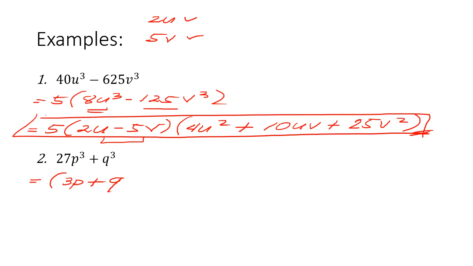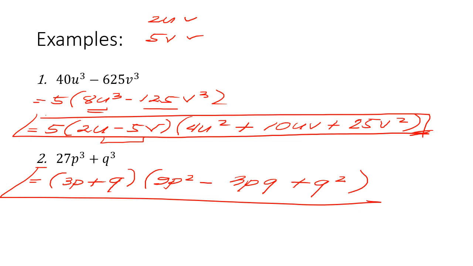So you have to put q here, times the quantity of the perfect square of 3p, or the first term. So we'll get the square of 3p, which is 9p squared. Then multiply, minus, since there is a plus here, minus 3pq plus the square of the last term. So this is now the final answer.